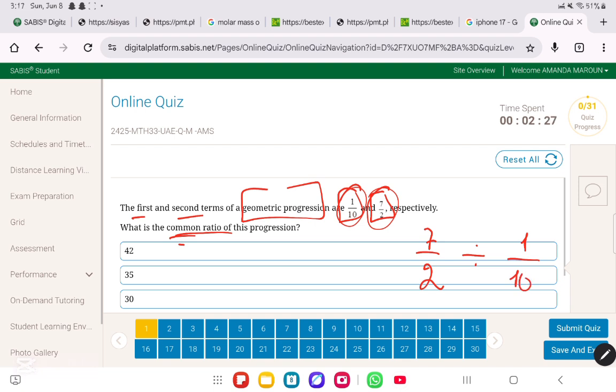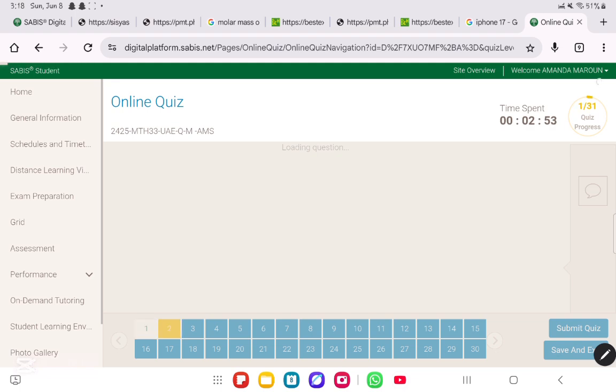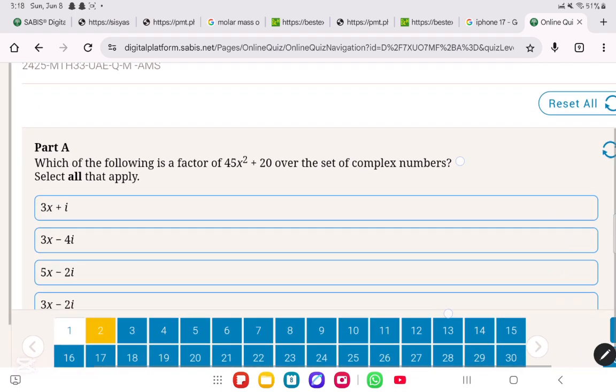10. Now, I prefer you write it like this on your calculator because this will reduce any mistakes. So 7 over 2, then you put the divided sign, 1 over 10, and you're supposed to get an answer of 35. So the first and second terms of the geometric progression are 1 over 10 and 7 over 2, and their common ratio is 35, because we did the second term divided by the first term. We move on to question number 2.